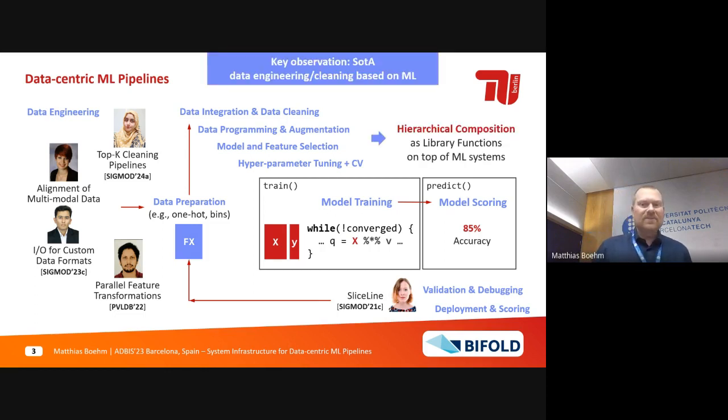Now, a key observation is that many of those primitives are hierarchically composed out of library functions and additional custom code, and most of the state-of-the-art algorithms are themselves based on machine learning. State-of-the-art data cleaning is in fact utilizing machine learning. Given that observation, it makes absolute sense to build those kinds of primitives on top of machine learning system infrastructure, and that's exactly what we're going to do.